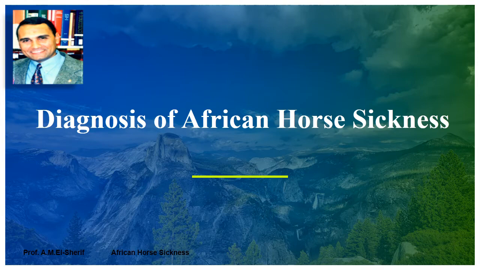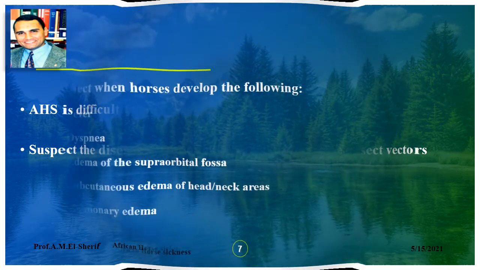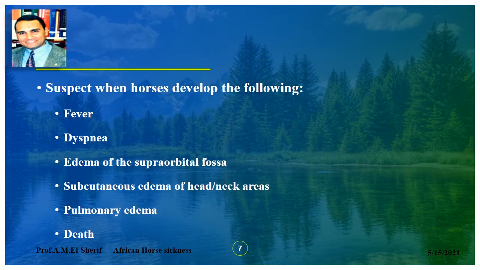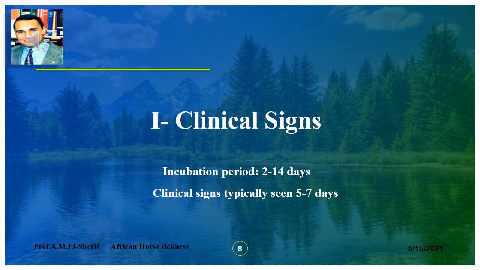Diagnosis of African horse sickness. African horse sickness is difficult to pinpoint in early febrile stages. Suspect the disease during the season when there is insect vector activity. Suspect the disease when horses develop the following signs: fever, dyspnea, edema of the supraorbital fossa, subcutaneous edema of head and neck areas, pulmonary edema, and deaths in infected equines. The first step of diagnosis is demonstrating the clinical signs.